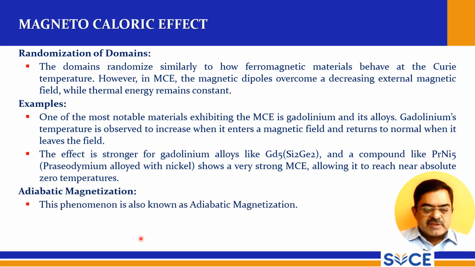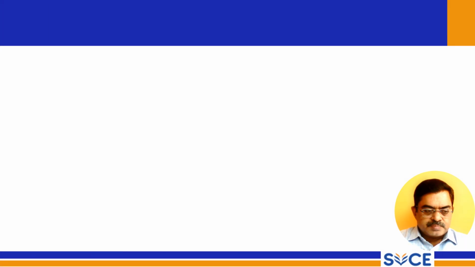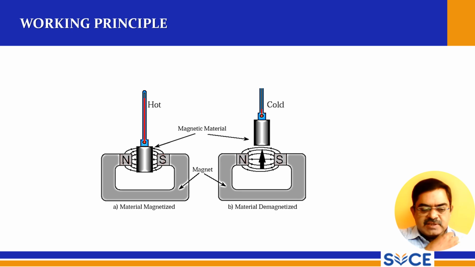This phenomenon is also known as adiabatic magnetization. As for the working principle, here you can see the material magnetized, and it becomes hot, and a thermometer is kept and measured between these. This is a magnetic material kept between the north and south poles, and when demagnetized, it remains cold, out of this magnetic field. This is the simple working principle of magnetic refrigeration.